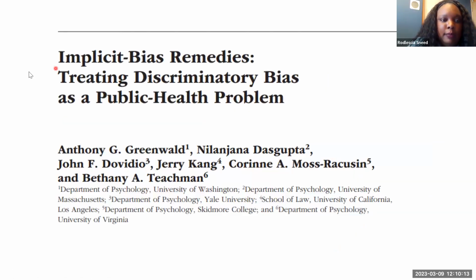And so the researchers who actually created the implicit association test published a paper last year that really talked about the importance of addressing discriminatory bias as opposed to actually trying to reduce implicit bias. They really see this as a public health problem in which our focus should be on reducing discrimination rather than reducing implicit bias. And they talk about a few ways to think about that.